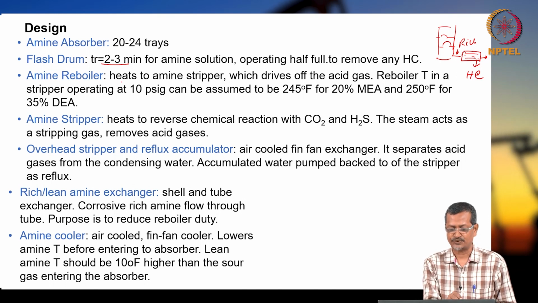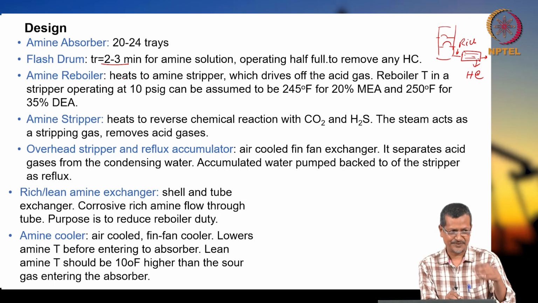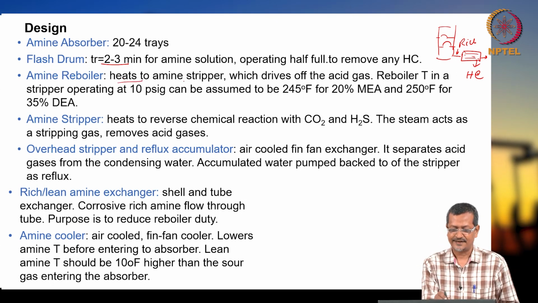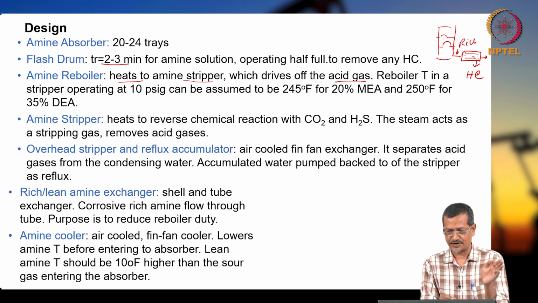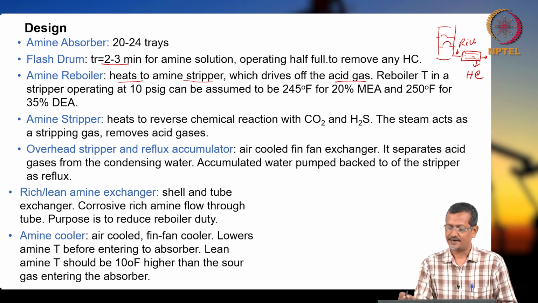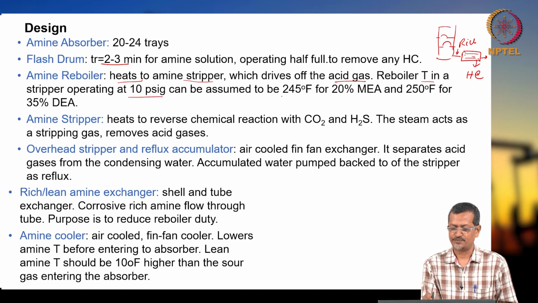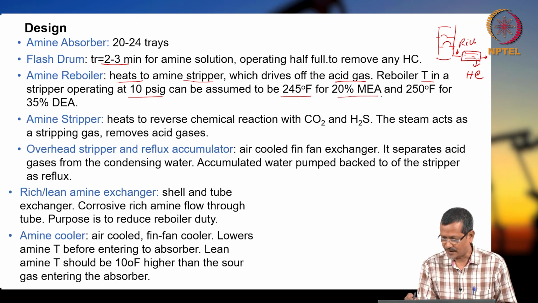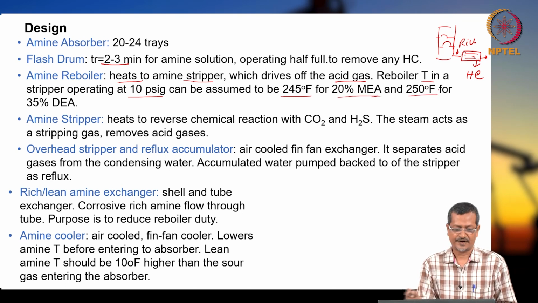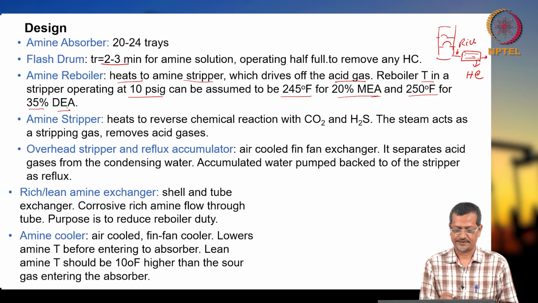So what will the reboiler section do? The term says boiling, right? So you need heat there. So you are heating the amine stripper, which drives off the acid gas. So you are removing the acid gas. Reboiler temperature in a stripper operating at 10 psig can be assumed to be 245 degrees Fahrenheit for 20% amine, and 250 degrees Fahrenheit for 35% amine. So dimethylamine like this.